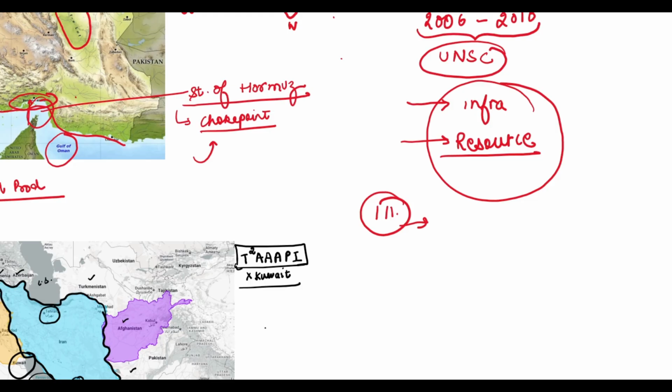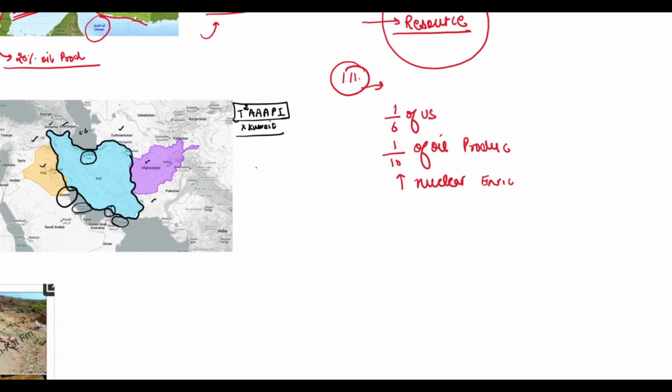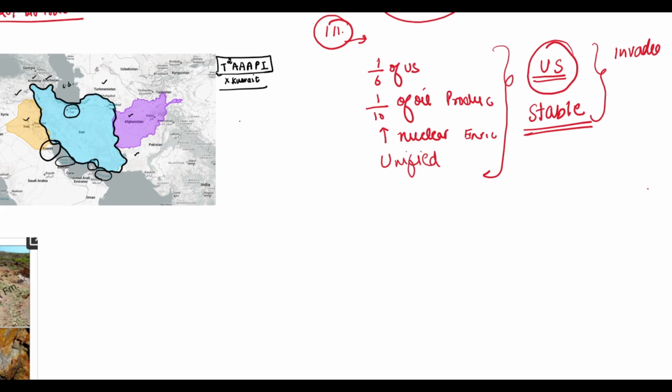So, a country which is one sixth of the US, controls one tenth of oil production, is increasing its nuclear enrichment, is internally unified, is threatening the role of a major actor in the world order, and was the only stable power in West Asia, has been invaded, but there still remains a question mark of whether it was a victory for the US or Israel.